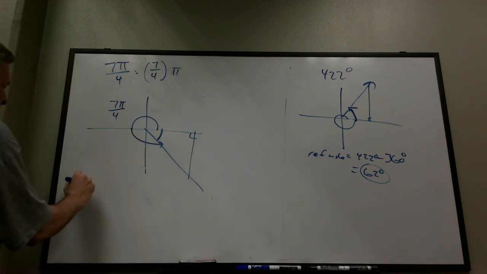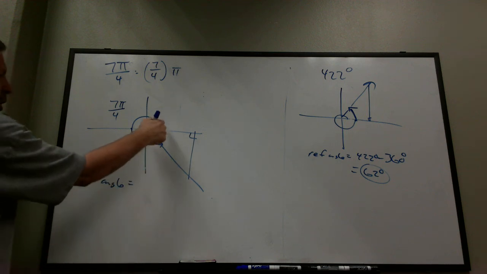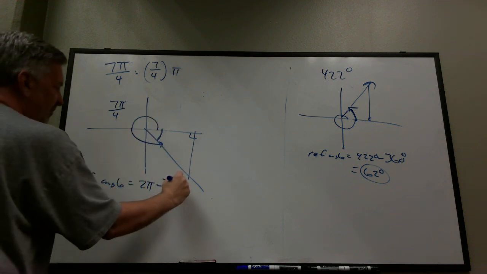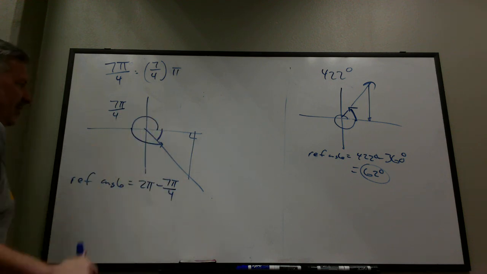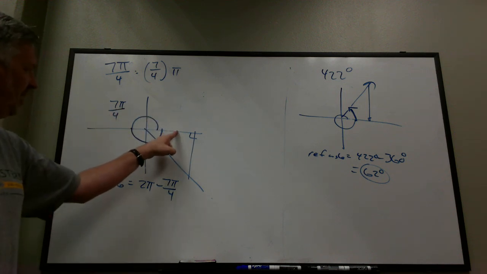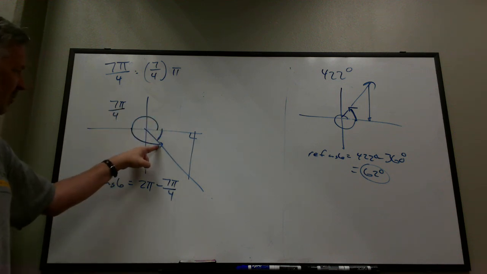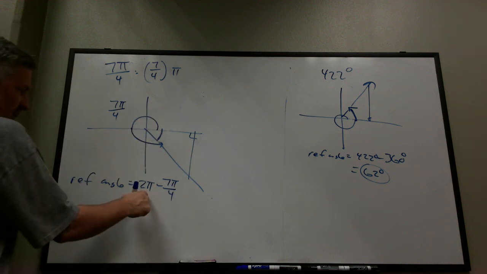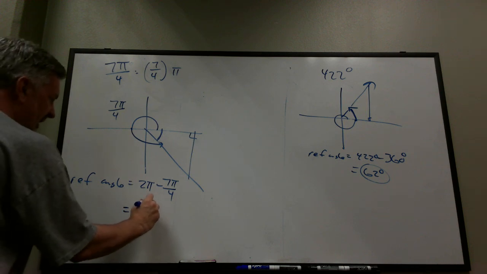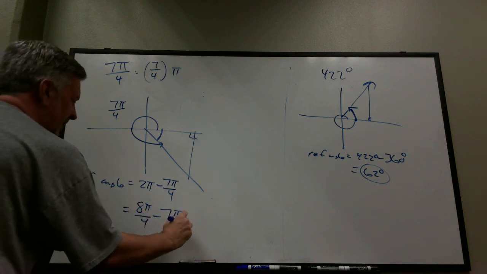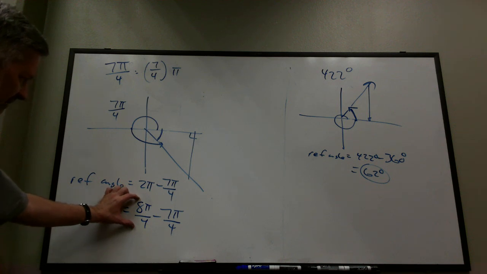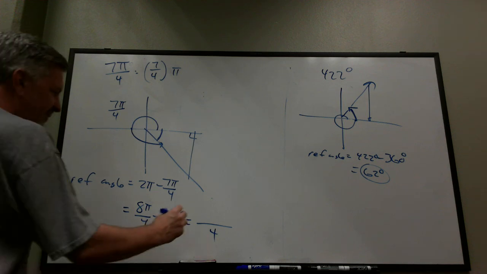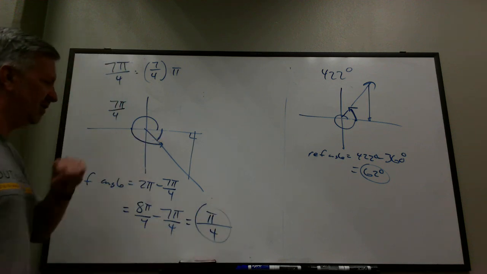Well, how do you figure out the reference angle for this angle? All the way around is 2 pi. I've used up 7 pi over 4. So if you subtract them, you'll get the angle here. So we need a common denominator again. That's 4. Multiply this by 4 over 4. You get 8 pi over 4 minus 7 pi over 4. 8 pi over 4 is 2 pi. I have a common denominator, so you subtract: 8 pi minus 7 pi is pi. So that's the reference angle, pi over 4.